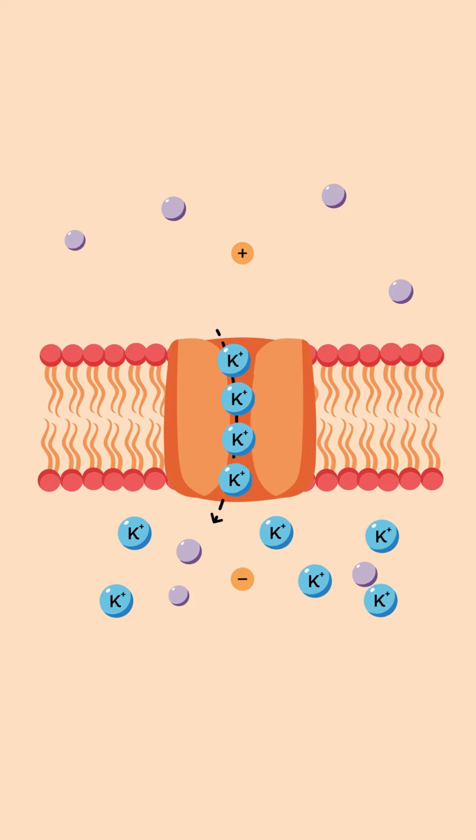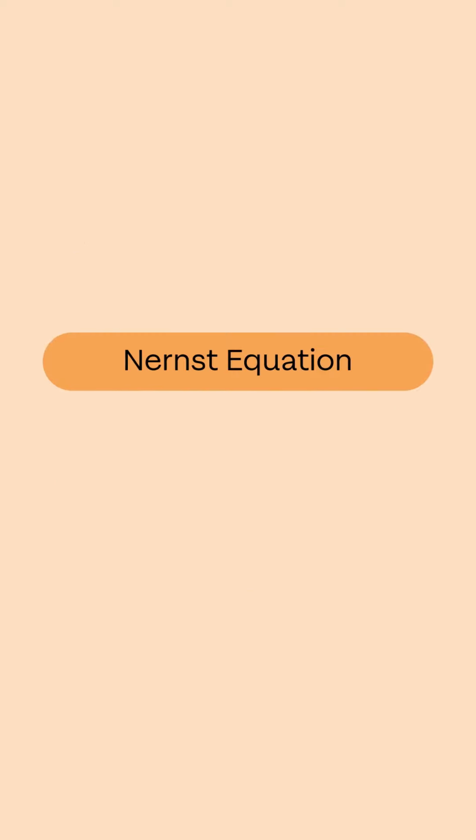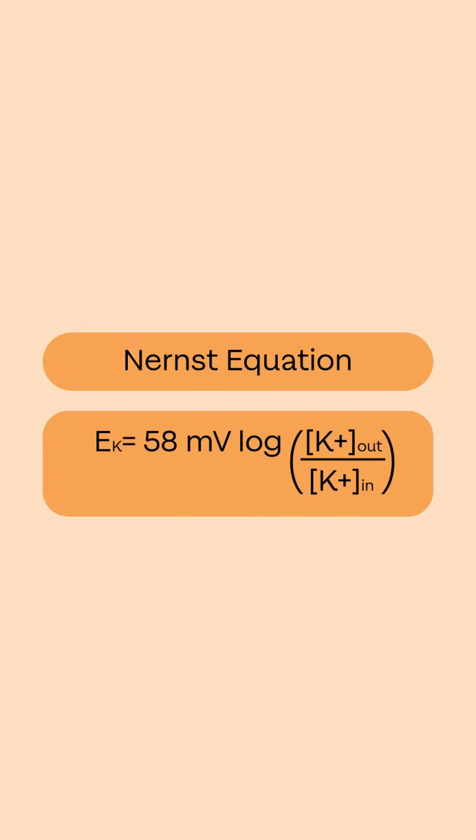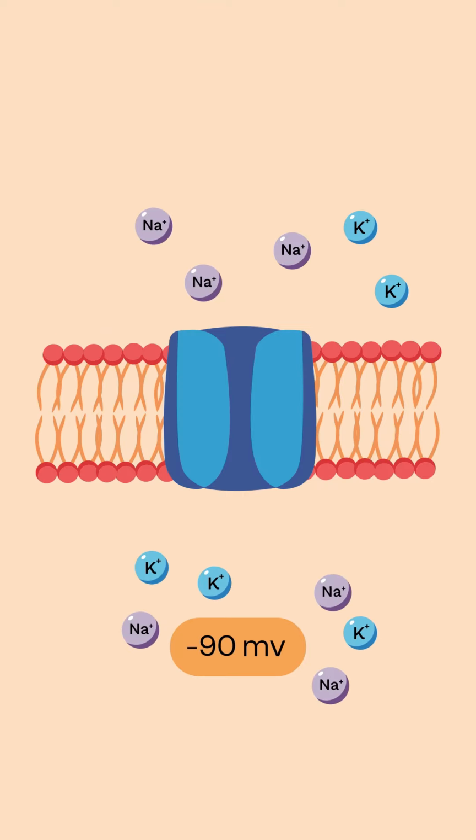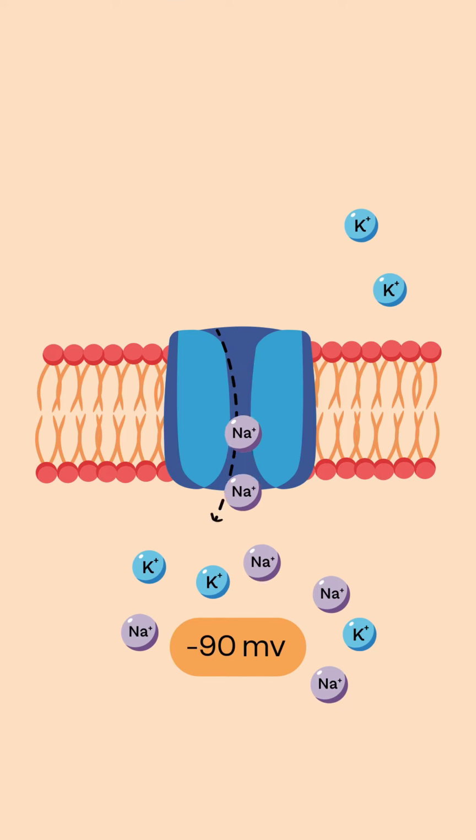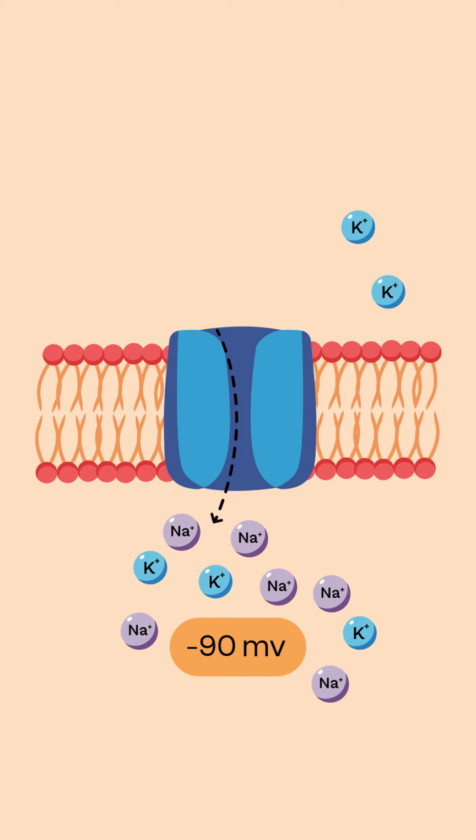The energy resulting from the balance of diffusional and electrical forces, the equilibrium potential, can be calculated by the Nernst equation. For a single potassium ion in the cell membrane, this equation would be: equilibrium potential is equal to 58 millivolts multiplied by the log of K concentration out divided by K concentration in. The result for potassium's equilibrium potential is negative 90 millivolts, but the few sodium ions that leak into the cell decrease the magnitude of the potential to negative 70 millivolts in the neuron, which is in accordance with real measurements.